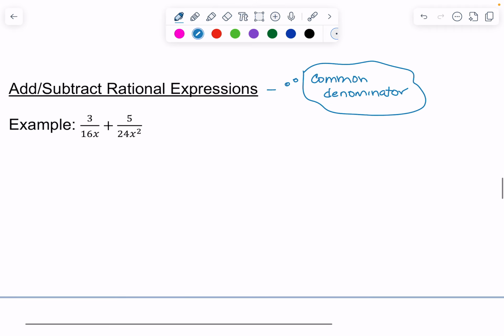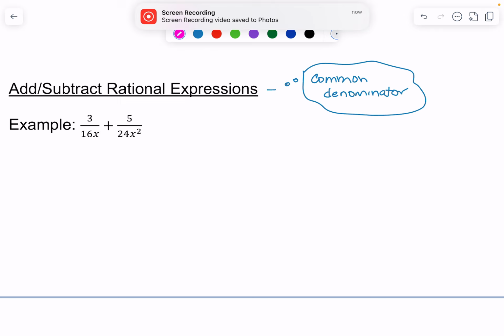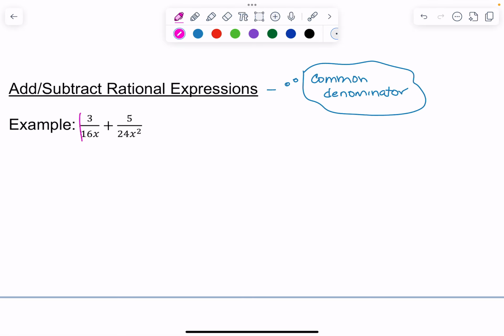If I look at this first one, the first term needs an x, right? So I'm going to multiply. Let's write it down here. I'm going to do a 3 times a 16x plus a 5 times a 24x squared. So I'm looking for a common denominator. One of the things I know is that I'm going to need an x in the denominator over here. That gives me the x squared, right? Now the 16 and the 24, both of those are divisible by 8.